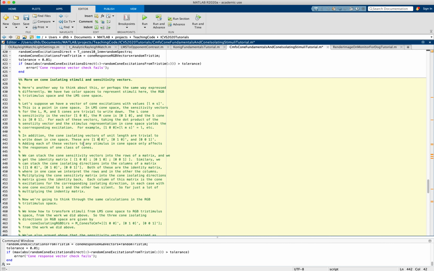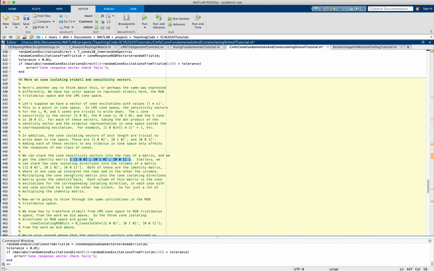So adding each of these vectors to any stimulus in cone space only affects the responses of one class of cones. So we can stack the identity cone sensitivity vectors in the cone space into the rows of a matrix, as in this code here, which we saw above, and that's just the identity matrix. And we can stack the cone isolating directions into the columns of a matrix. And again, we get the identity matrix. Kind of boring, two identity matrices. We interpret one case as the rows and the other case as the columns.